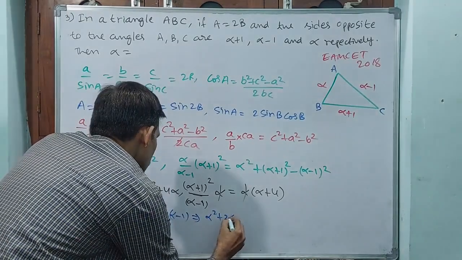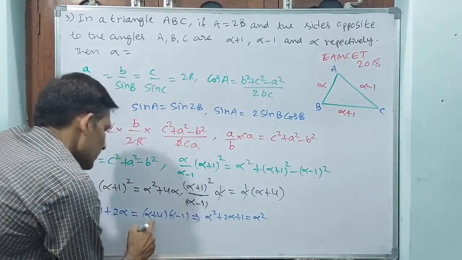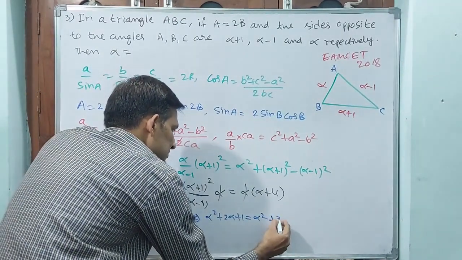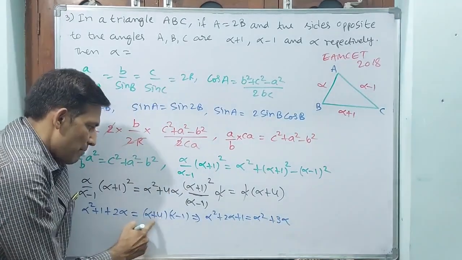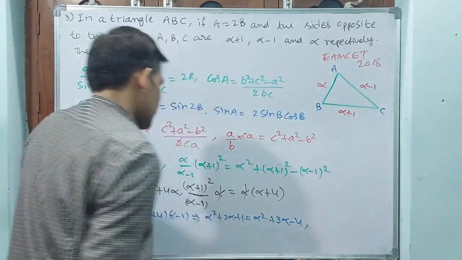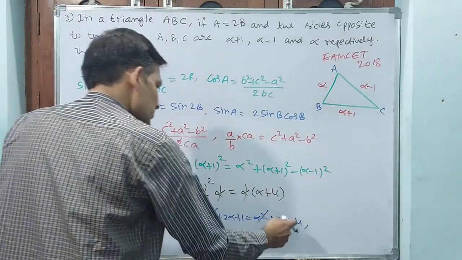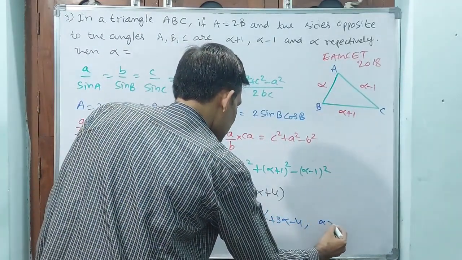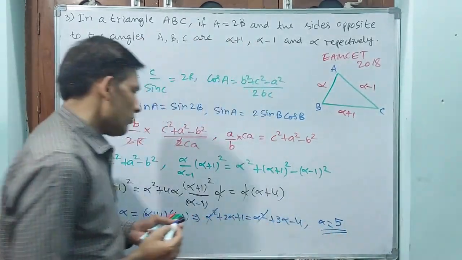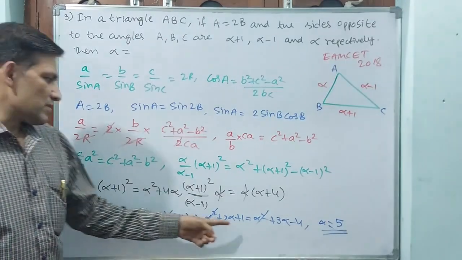Alpha square plus 2 alpha plus 1 is equal to alpha square minus alpha plus 4 alpha, plus 3 alpha, minus alpha plus 4 alpha, minus 4. Alpha square straight away will cancel out. 3 alpha means you send that side 1 alpha. Alpha is equal to minus 4, if you send this side 5. Minus 4 is going to become plus 5, plus 4, 4 plus 1 is 5.